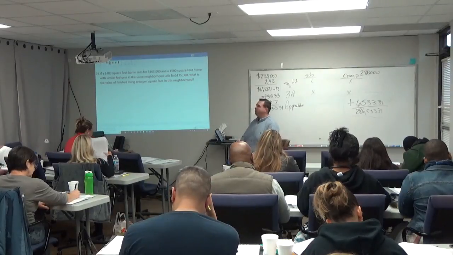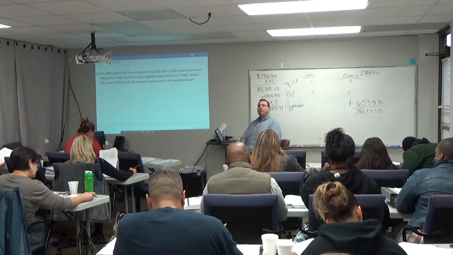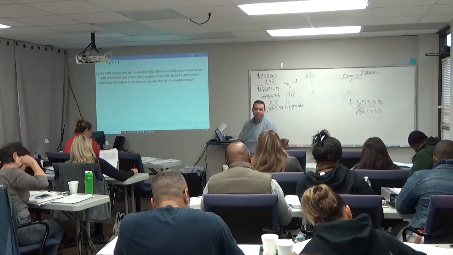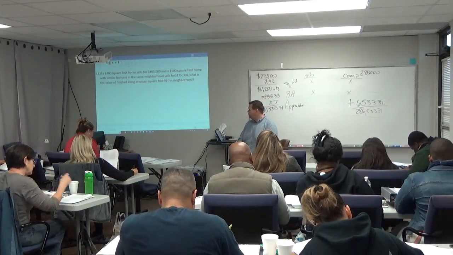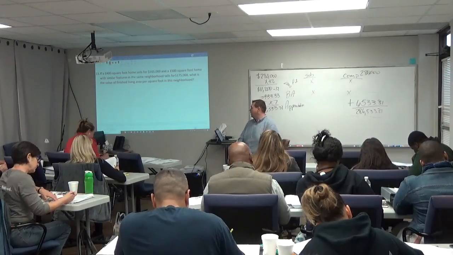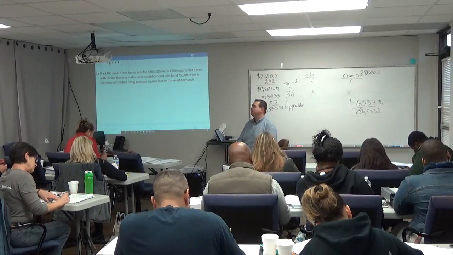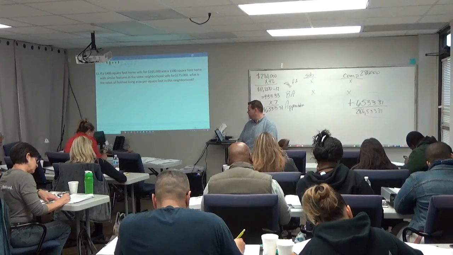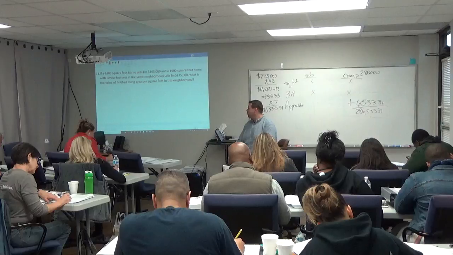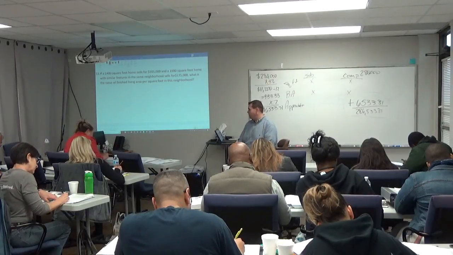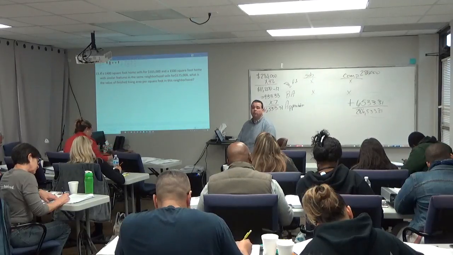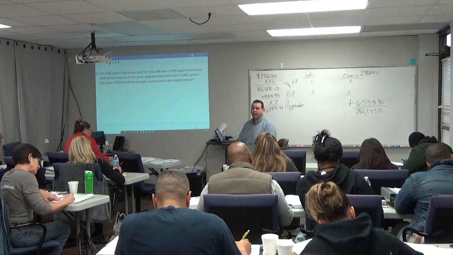Now, let's look at number 11. Number 11 starts to present things from a different perspective. It says if a 1,400 square foot home sells for $165,000 and a 1,500 square foot home with similar features in the same neighborhood sells for $175,000, what is the value of finished living area per square foot in this neighborhood?